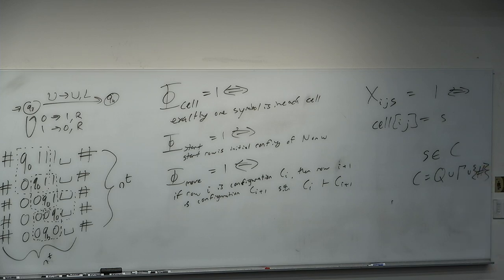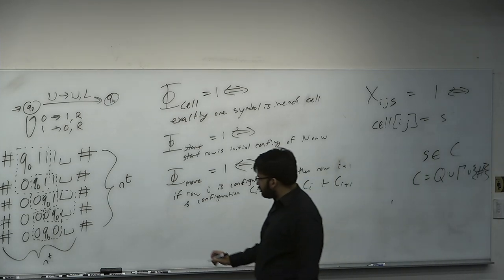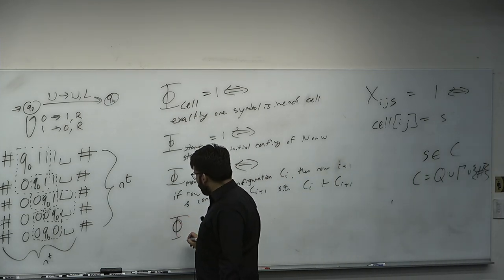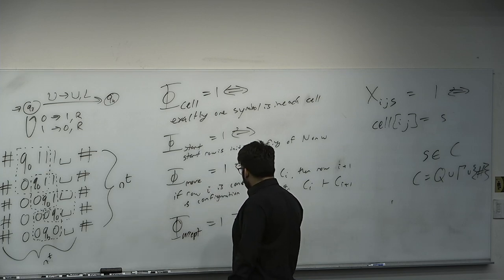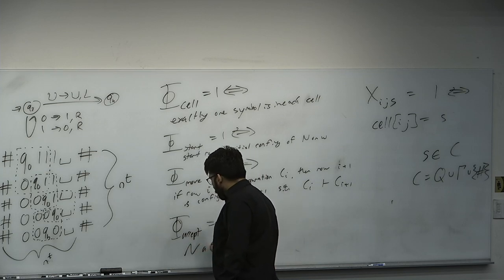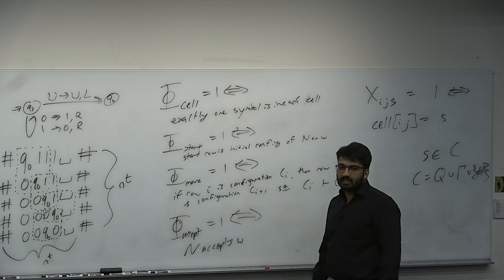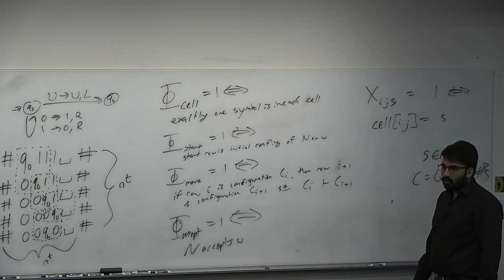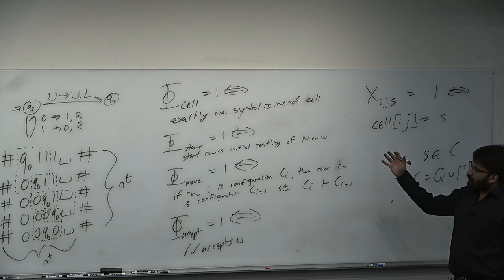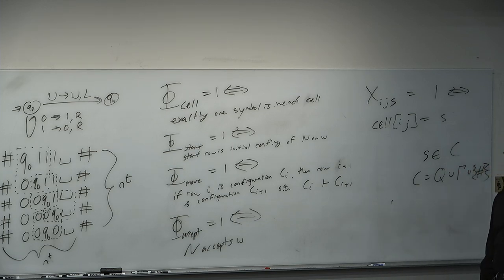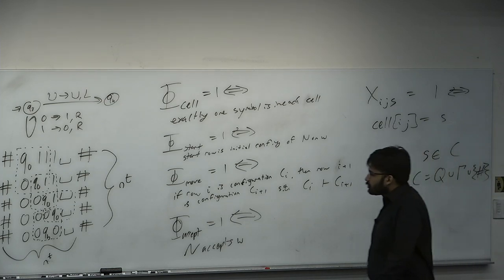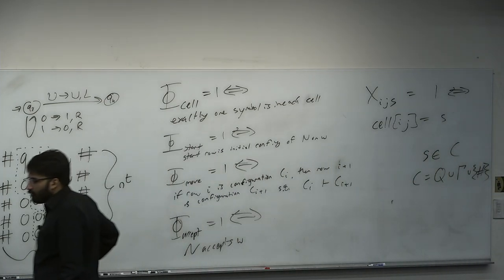We need one more formula, and we'll expand on the construction of these formulas in just a second. Phi accept is basically going to be 1 if and only if N accepts w. Not only does the machine compute on w, but it must accept w. Questions on the definitions of these four pieces? We're going to get into the Boolean logic in just a second, but this is the point of it.